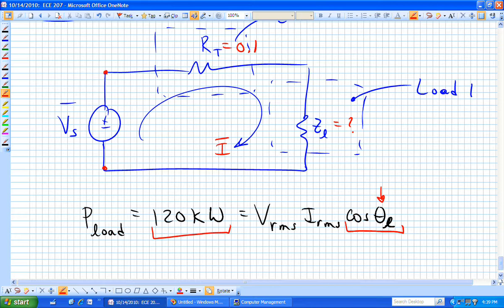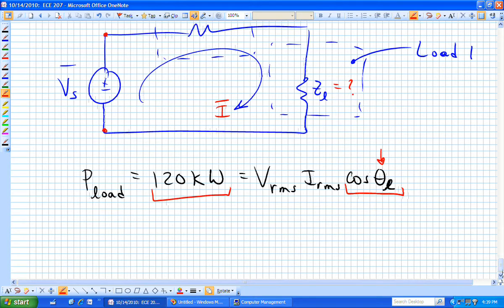What else were we given? Were we given anything more at the load? We were given this, weren't we? We now have 3 of the 4 variables known. This was 480. This was 0.85. We can now solve for the magnitude of our current.